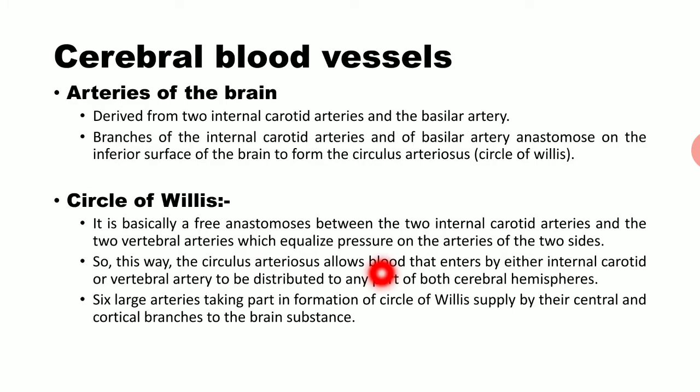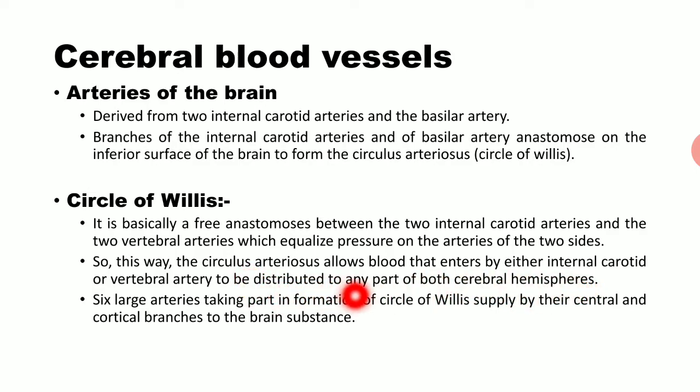Now the circle of Willis is basically a free anastomosis between the two internal carotid arteries and two vertebral arteries, which equalizes the pressure on the arteries of the two sides. And this way the circulus arteriosus allows blood that enters by either internal carotid or vertebral artery to be distributed to any part of both cerebral hemispheres.